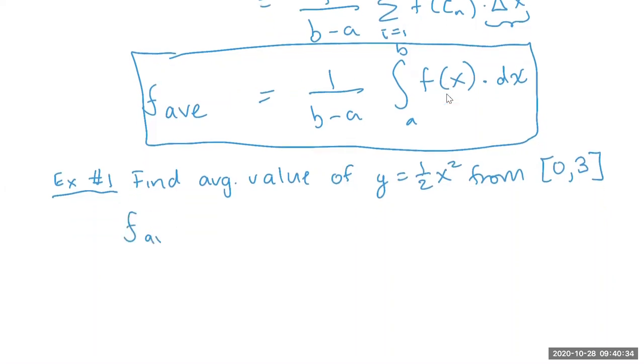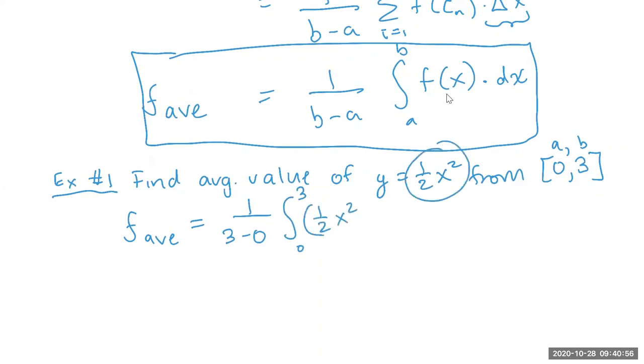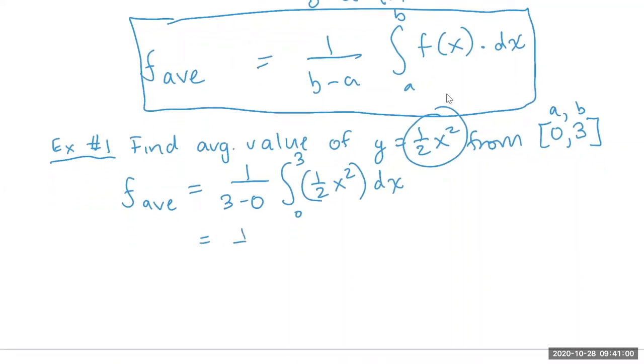Okay, so let's write out the formula. The f average is 1 over b minus a. In this case, a is 0, b is 3. So if I put that into the formula, I have 1 over 3 minus 0, the integral from 0 to 3 of what your function is, so 1/2 x squared, whatever you're trying to find the average of, dx. Okay, so we get 1/3. There's no need to use estimation for this. I can find the actual antiderivative here.